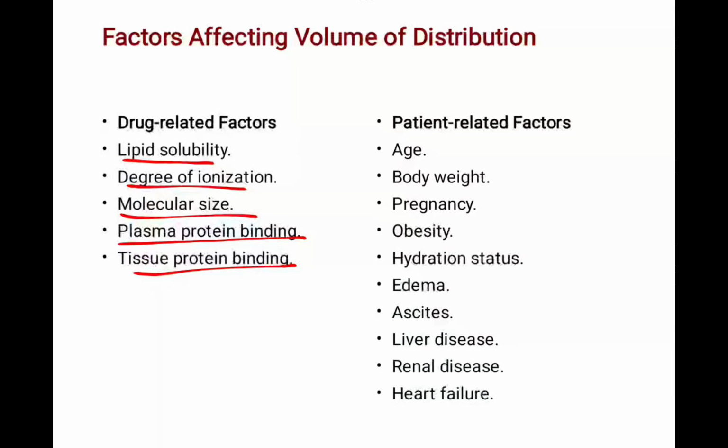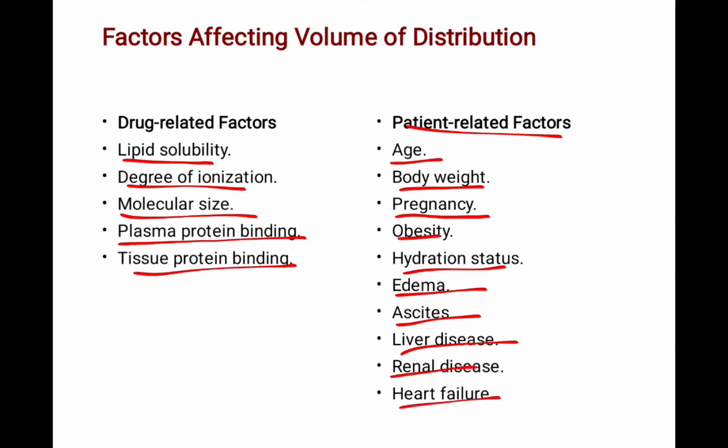We also have patient-related factors, which include age, body weight, pregnancy, where there's increased volume of distribution, obesity, where there's increased volume of distribution for lipid-soluble drugs, hydration status, edema, ascites, liver disease, renal disease, and heart failure. These are factors that affect volume of distribution.